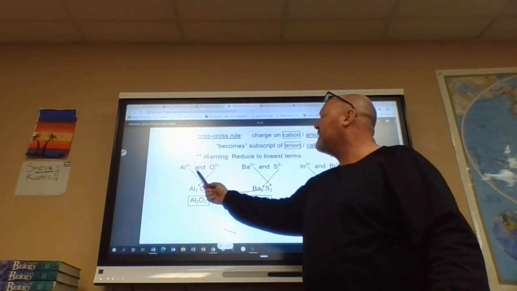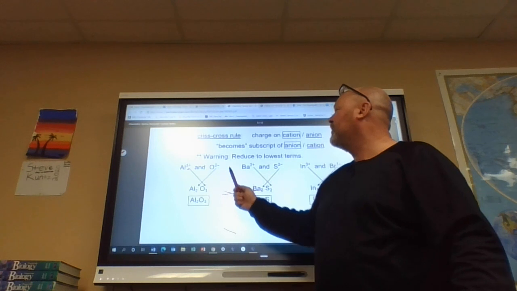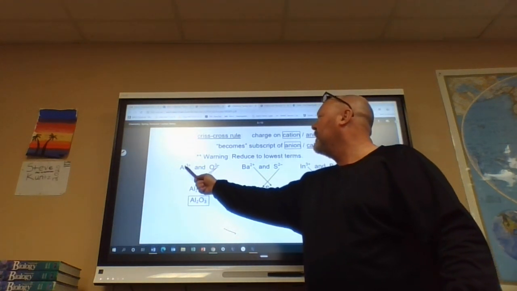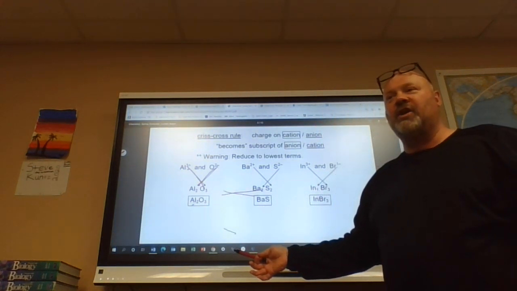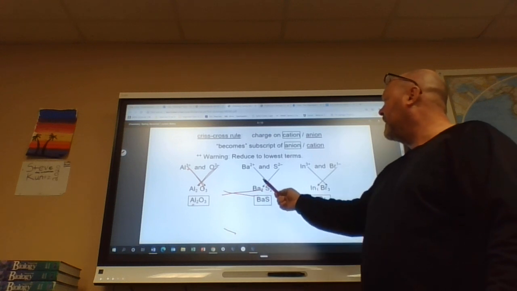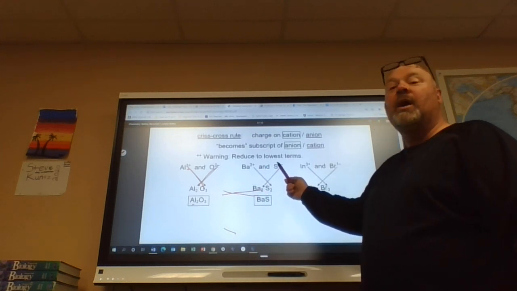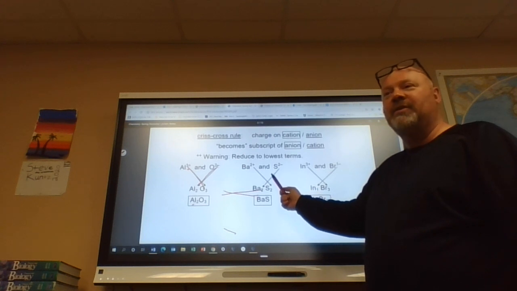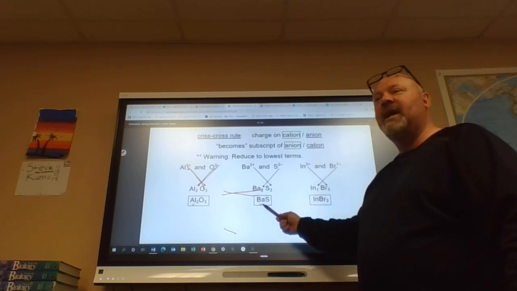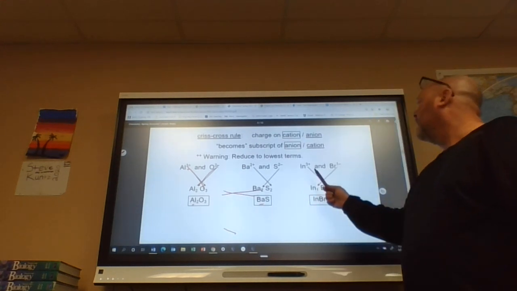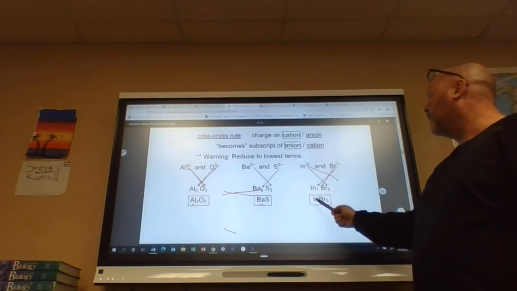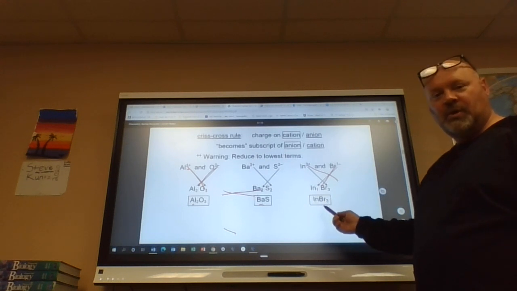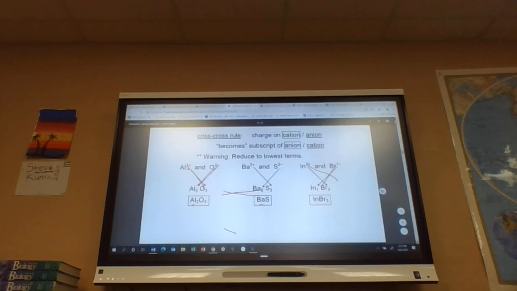All right, so here in this case, I have aluminum 3+ and oxygen 2-. The 2 goes to the aluminum, the 3 goes to the oxygen, and I write it Al2O3. Crisscross rule with the charges. That's all you're doing. Okay? Same thing goes here. This is a 2+ and a -2. Both are the same charge, right? So once they're the same charge, we don't have to write that. We just write it as BaS. Okay? Indium and bromide. Crisscross rule. The 3 goes over here, the 1 goes over here. Remember, we don't have to write the 1. So then we just write it as InBr3. Okay? Sounds good.